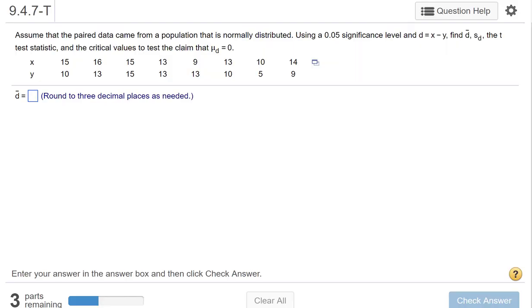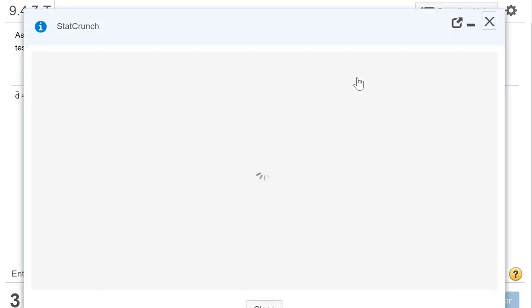Okay, it says assume that the paired data come from a population that is normally distributed using a 0.05 level of significance and d equals x minus y. Find d bar, that means the average of the differences, and sd, the standard deviation of those differences, the t-test statistic, and the critical values to test the claim that mu d equals 0. All right, we're going to use StatCrunch to do all of this, so open in StatCrunch.